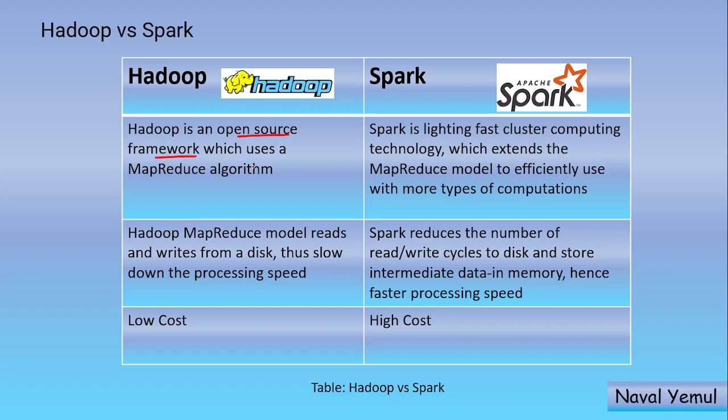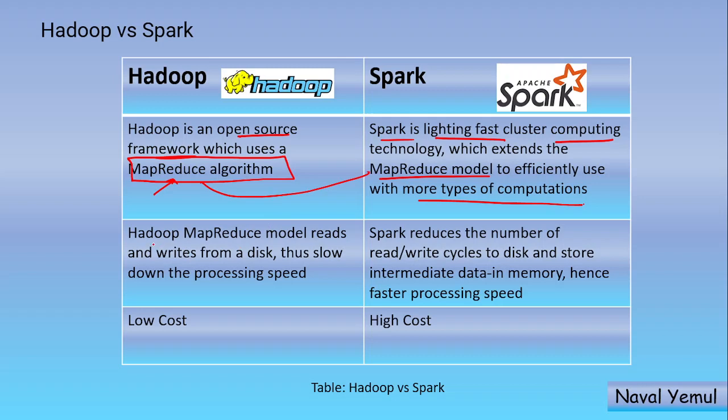Open source framework. Obviously, Spark is also an open source framework, which uses a map reduce algorithm. For processing, Hadoop uses map reduce, and when you are talking about Spark, Spark is a lightning fast cluster computing technology that is an extended model of map reduce. So we already had a map reduce algorithm, and on some extension there, they built Spark. This map reduce model is extended to efficiently use more types of computations. We are going to talk about that in coming slides.